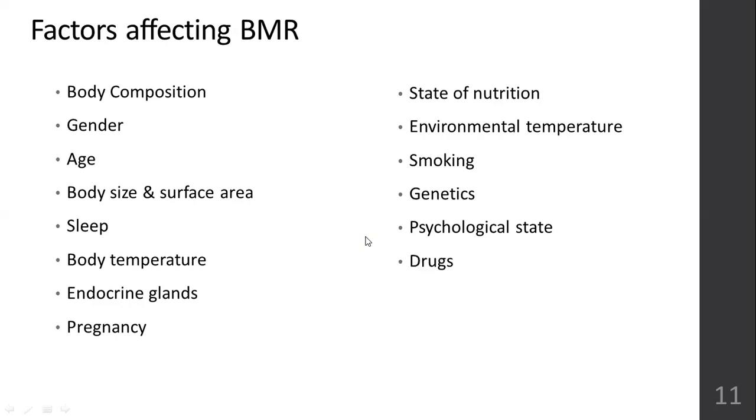Some medicines, pharmacological agents like nicotine, caffeine, which is found in coffee, and beta blockers: nicotine and caffeine can increase the BMR. Beta blockers, which are used to treat hypertension, can decrease your BMR. So if a person who is having high BP is put on beta blockers, there are high chances that they will gain weight.